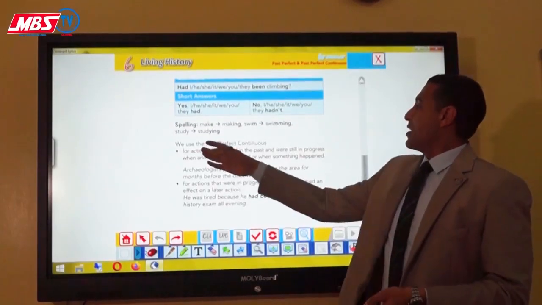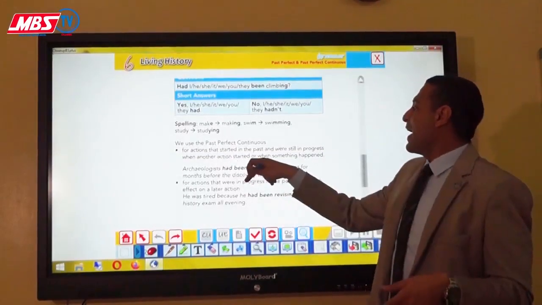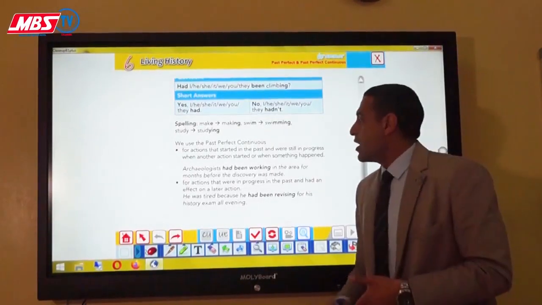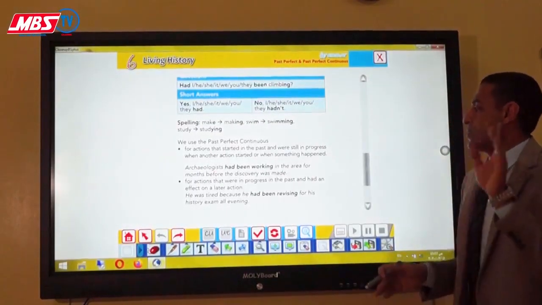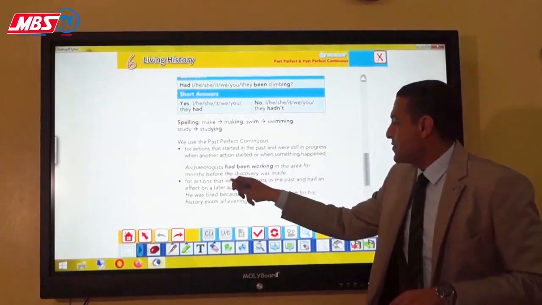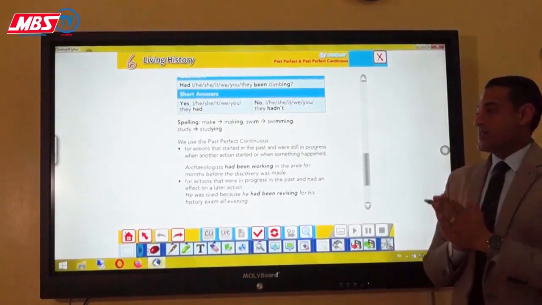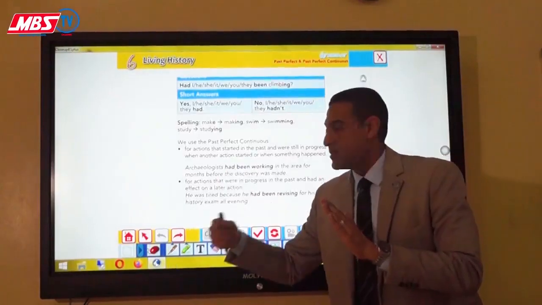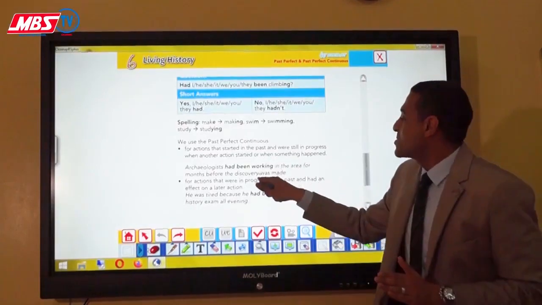Here, it is used for actions that started in the past and were still in progress when another action started or when something happened. Just like: archaeologists had been working in the area for months before the discovery was made. According to the meaning of the sentence, the working of the archaeologists was in progress, took a long time, and was continuous. But the discovery was made, and that was the result.